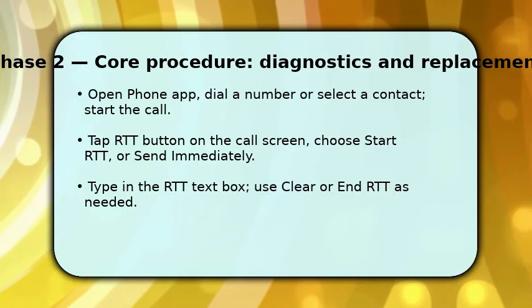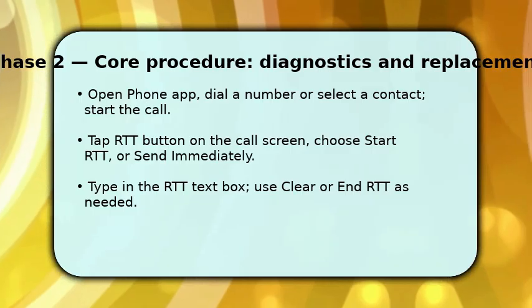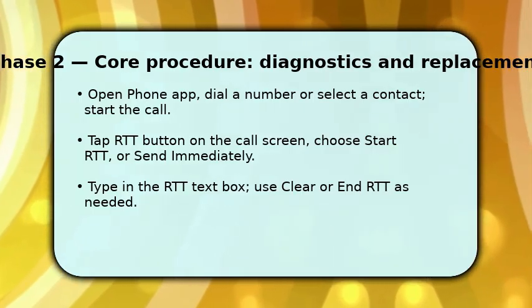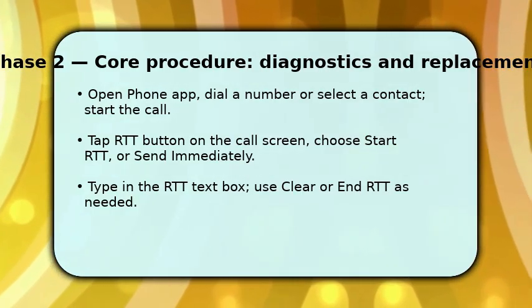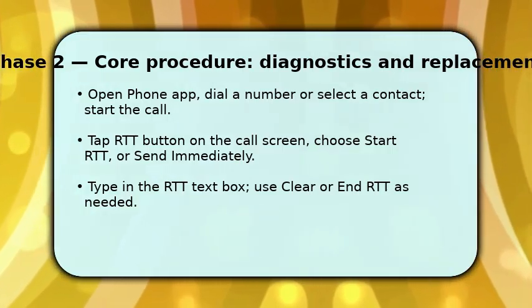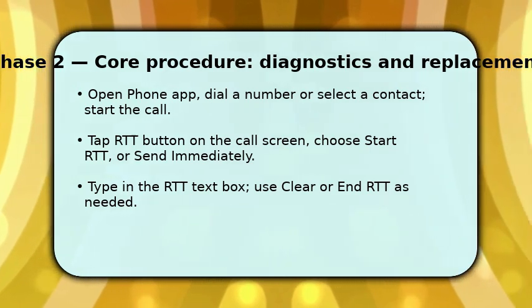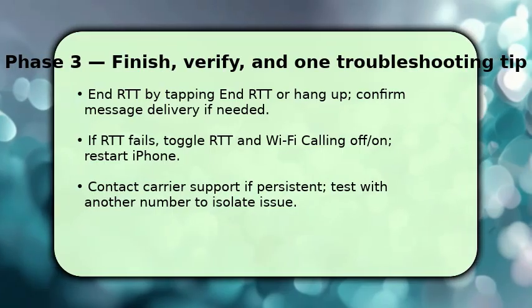Your characters transmit in real time so the person on the other end can read as you type. If you need to stop, use Clear to remove text or End RTT to return to voice only. This combines voice and live text seamlessly. Finish a session by tapping End RTT or simply hang up. Always glance that the other side received important messages.